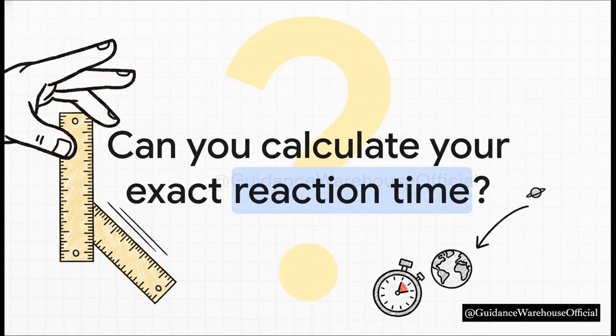Now let's connect this to real life with a quick final challenge. Have a friend hold a ruler vertically between your open thumb and index finger. Ask them to drop it completely without warning, and you pinch it to catch it as fast as you possibly can. Note how many centimeters the ruler fell before you caught it. Using that distance and gravity as your acceleration, you can actually use the exact freefall equations we learned today to calculate your personal reaction time in seconds.